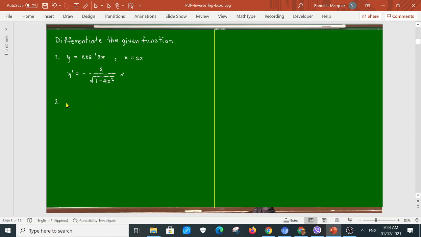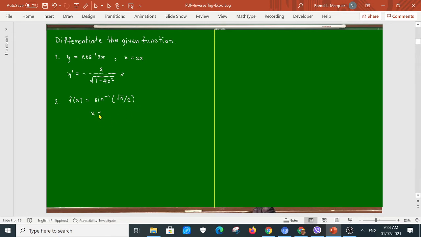Number 2, let's say I have f of x equal to inverse sine of the square root of x over 2. So, what's the derivative? Our u here is what?